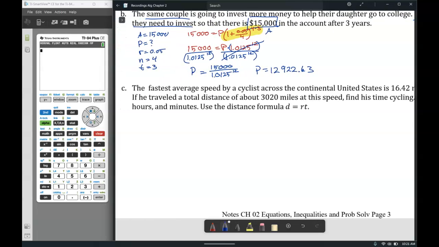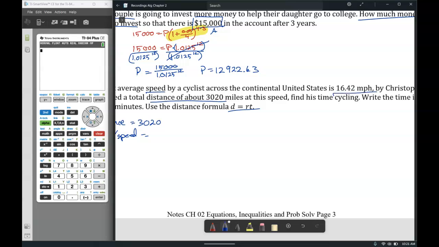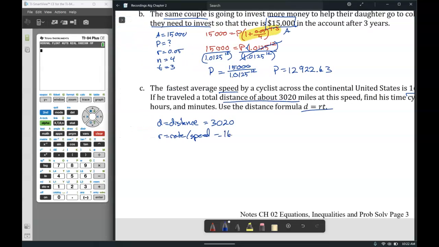Write the time in days, hours, and minutes using the formula D equals RT. So they give us the formula, D equals RT, and we need to think about what we know. Well, D equals distance, and they give us a distance of 3,020 miles. R equals rate or speed, and they give us a speed of 16.42 miles per hour. And then there's T, which represents time.